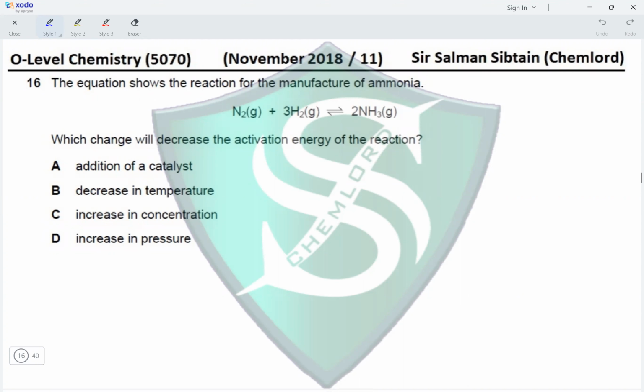This is correct. B says decrease in temperature, no effect on activation energy. C says increase in concentration, no effect on activation energy. D says increase in pressure, no effect on activation energy. Therefore, option A is the correct option for this question.